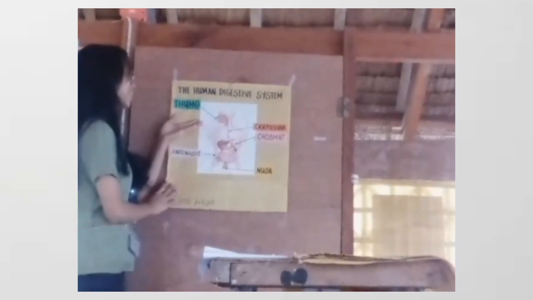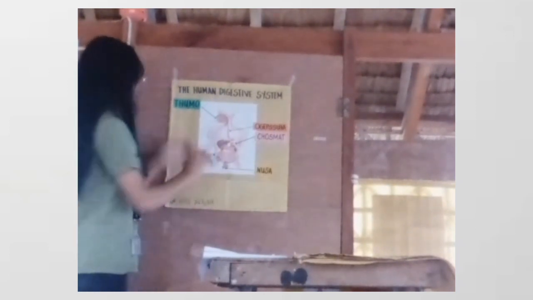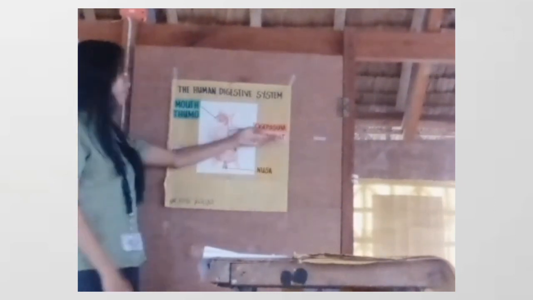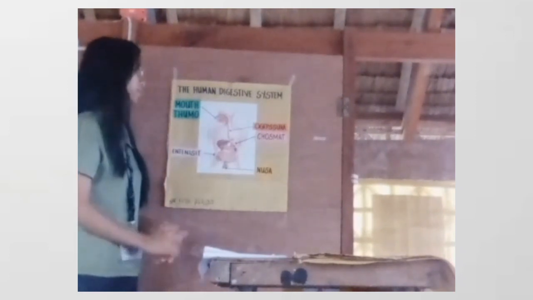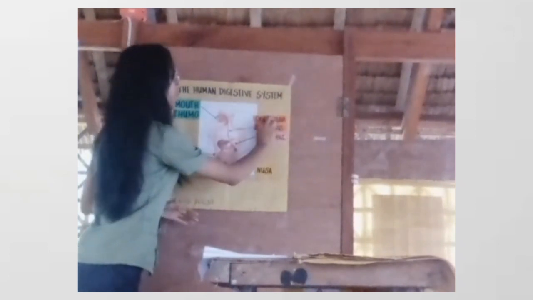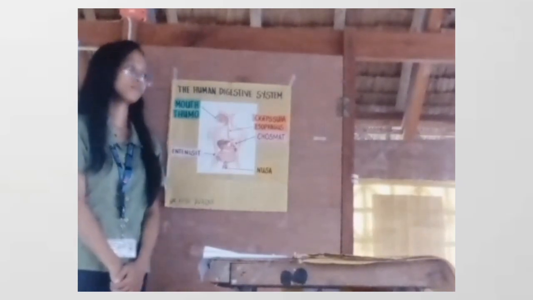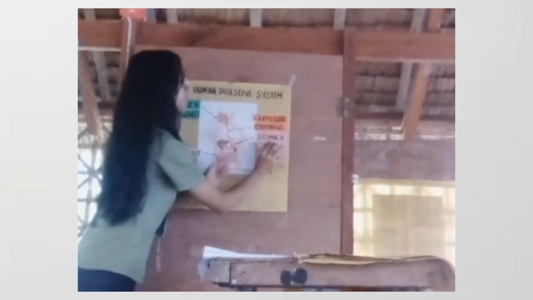What do you think this is? Yes, Abby. Mouth, teacher. Let's check. Very good. It's correct. How about this? Yes, Yana. Esophagus, teacher. It is esophagus. Very good. How about this? Yes, Diane. Stomach, teacher. Let's check. It is stomach.